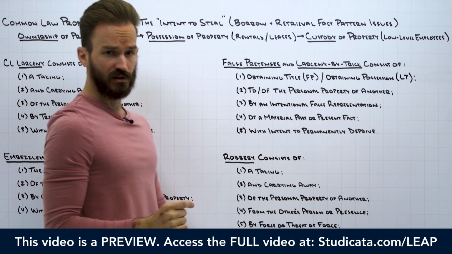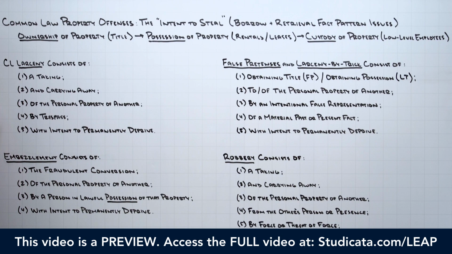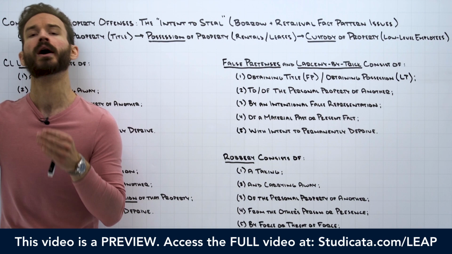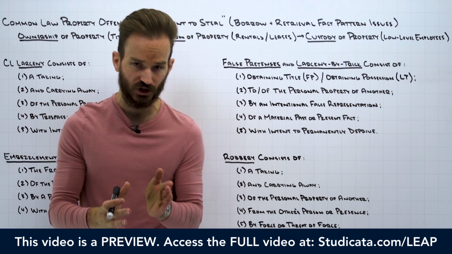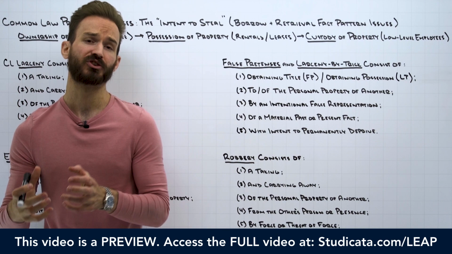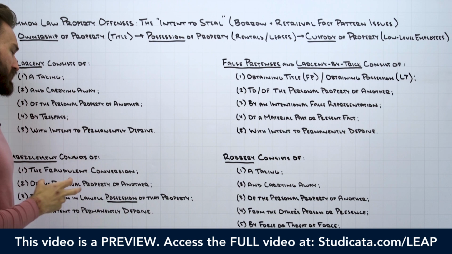Okay, common law larceny has five elements: a taking and carrying away of the personal property of another by trespass with the intent to permanently deprive, or in other words, with the intent to steal. So what is a taking? A taking is simply obtaining possession of personal property that the person does not already have lawful possession of.